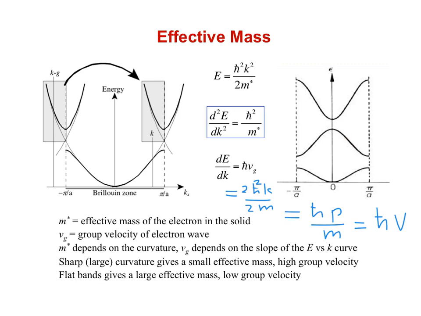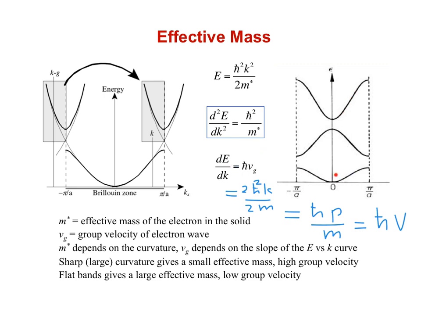Then when we take the second derivative of E versus k, we will simply get ħ²/m. We will use this second derivative of E versus k as the definition of our effective mass, m*. Bands with large or sharp curvature will have a large second derivative and therefore a low effective mass. They will also be associated with a high slope and high group velocity.